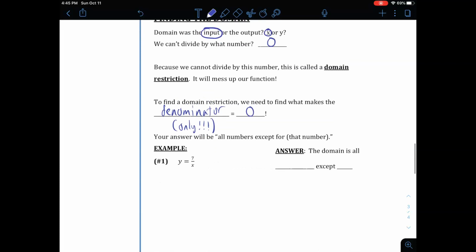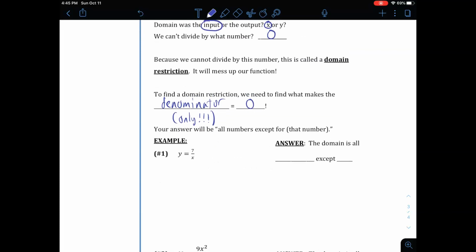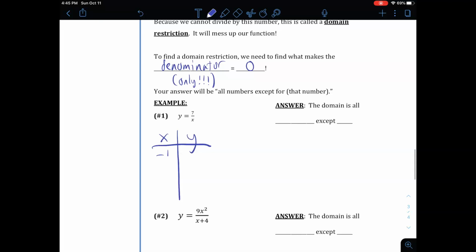So let me explain what we're talking about here. Okay, we have this function, it's y equals 7 over x. So if I made a table, an x, y table, don't write this down right now, just kind of follow along here, okay? And I plug in -1, 0, and 1, right? Okay, let's plug in -1 for x. We're going to get 7 over -1, which is -7. But if we plug in 0 for x, what's 7 divided by 0? That's undefined. Okay? And we plug in 1, we get 7 over 1, that's also going to be 7.